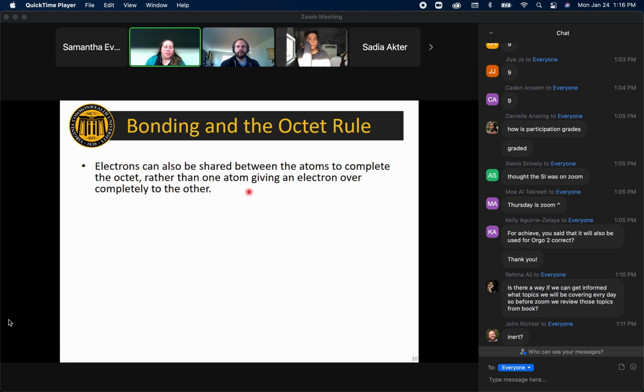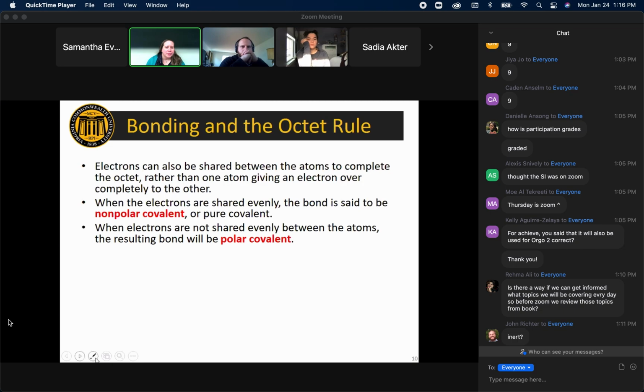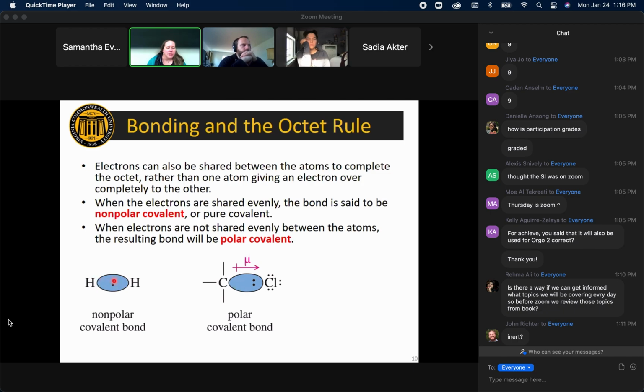Electrons can also be shared between atoms. And then in this case, you'll get a complete octet where a shared pair of electrons counts for both atoms. So it's not one giving it up completely to the other. And what this means, here are some pictures to help. They can be shared perfectly evenly, 2 electrons perfectly shared between 2 atoms, like in the case of hydrogen gas. And that'll give us a nonpolar covalent bond.